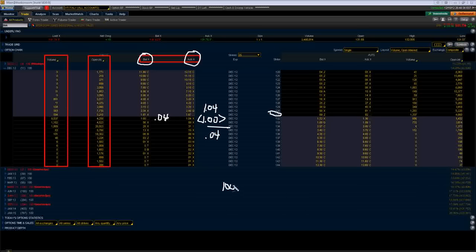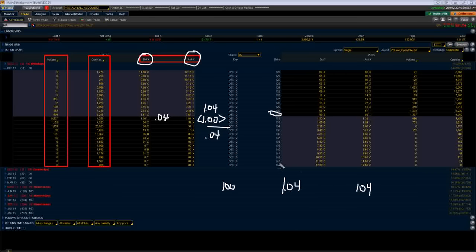Okay, so if you look at the pricing here, we'll go through this. You'll see a price of 1.04. That's generally how people quote option prices. It's 104. But what they really mean is $104 per contract. It's nice because they use 100 as the round number, so it keeps it very simple.